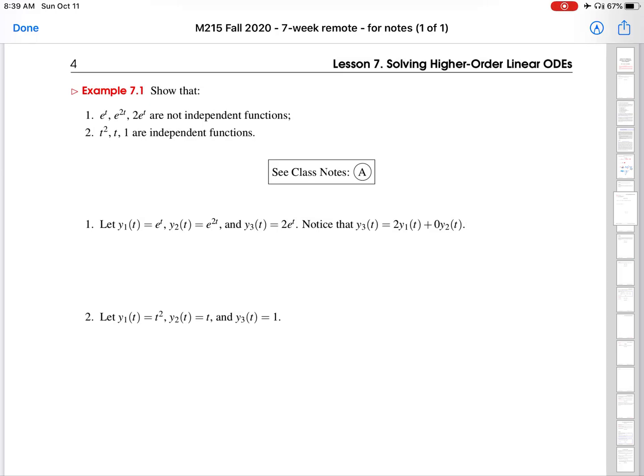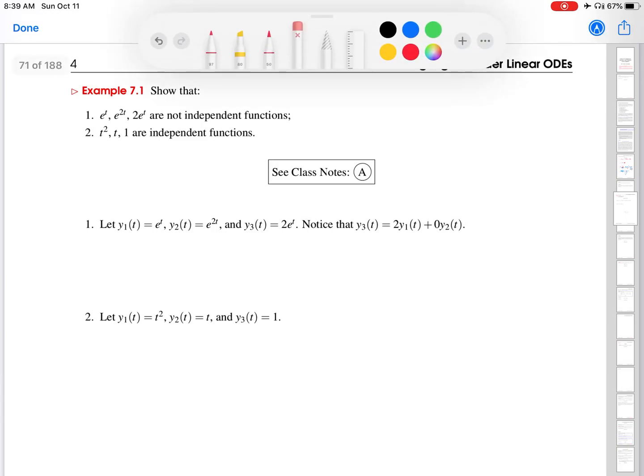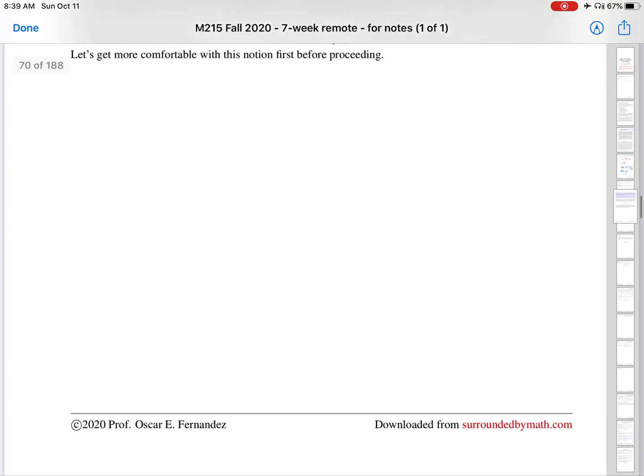We are working on class notes A in lesson 7. And this example that is up here asks us to show that first a certain set of functions are not independent functions, and then a certain set of functions are independent functions. So again, let me scroll up and see where this comes from and why it's useful.